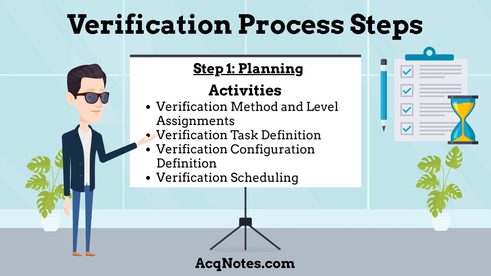Step 1 is Planning. Verification planning is performed at each level of the system under development. The following activities describe the development of a verification plan. Verification method and level assignments defines the relationships between the specified requirements method and level of verification. This activity typically yields a verification cross-reference matrix for each level of the architecture and serves as the basis for the definition of the verification tasks.